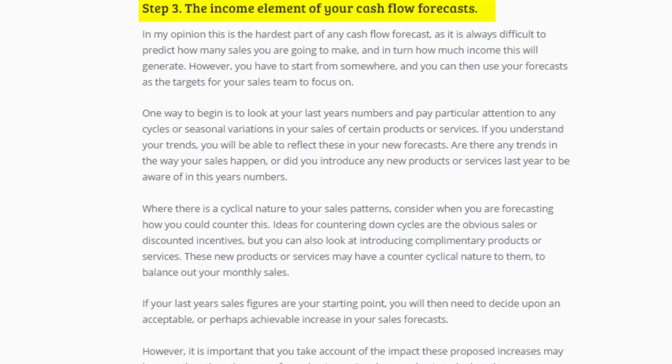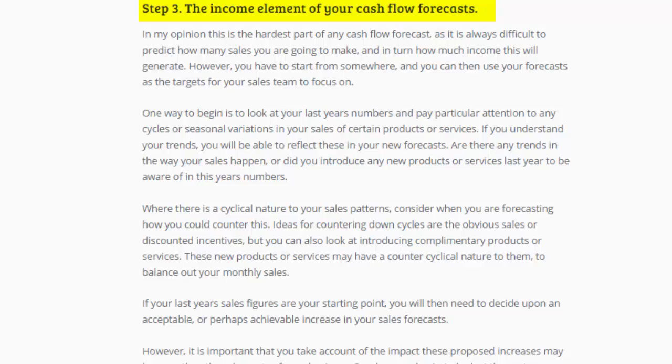So looking at the income element of your cash flow forecast, which is the next step in this blog article. Now, as I've already alluded to, this actually is probably one of the hardest things to do. But if you look at it that you're actually going to use this as a target, setting forward what you're actually going to try to achieve within your business, then I think it looks slightly different from that point of view. But when you're actually going about it, if you're an already established business, your starting point could be to look at what happened last year.